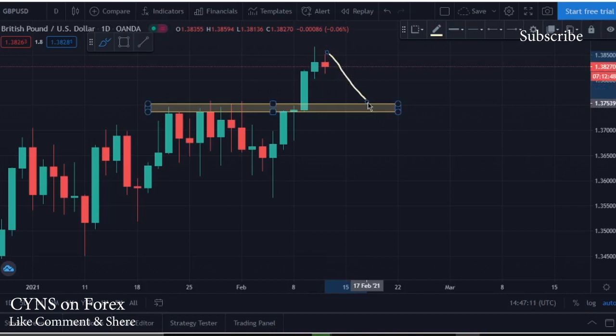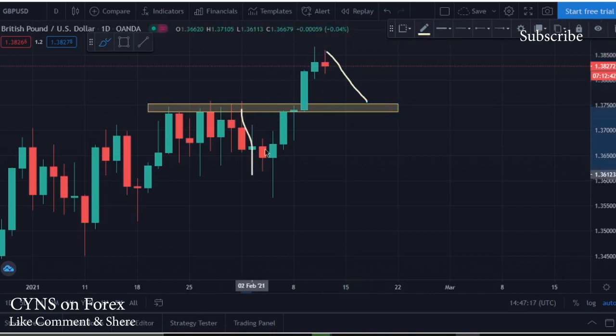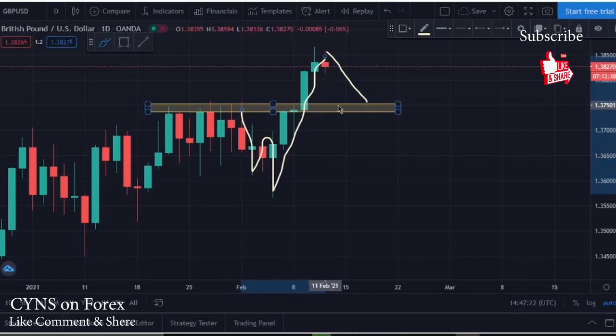An additional thing we can notice here on the daily is that the market nicely created an over-expanded W formation. After an over-expanded W formation, we want to see the market create a move to the downside again to retest at least this support.